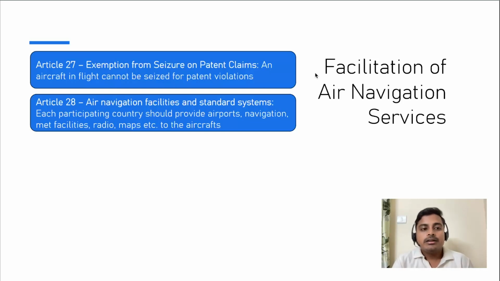Article 28, air navigation facilities and standard systems. So each participating country, those countries which agreed to this convention, should provide airports, navigation, met facilities, radio, maps, etc. to the aircraft. So irrespective of the country of registration of any aircraft, every country should provide all these facilities to all the aircraft in their airspace.